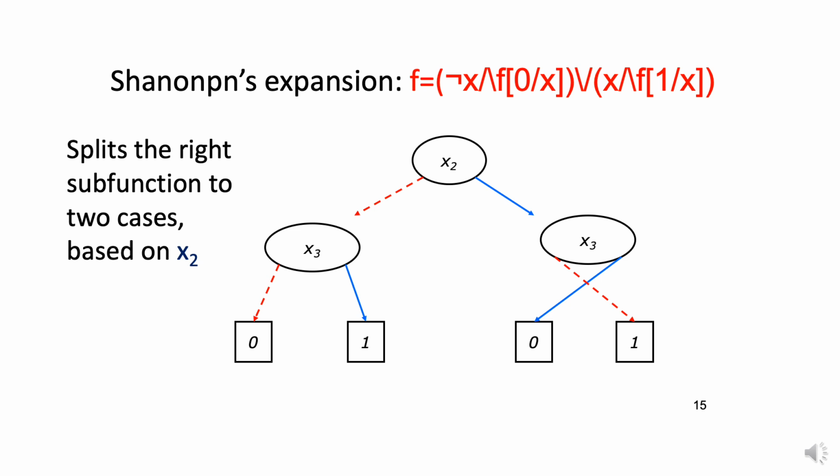The left part is the function where x1 is restricted to 1 and x2 is restricted to 0, and the right-hand side corresponds to x1 restricted to 1 and x2 restricted to 1 as well.